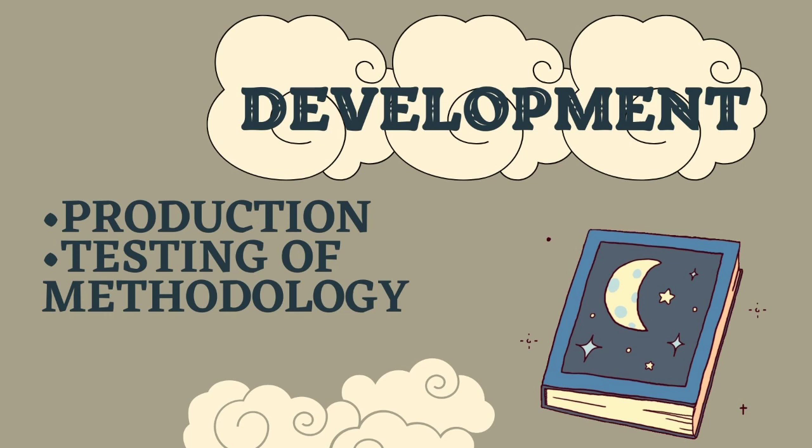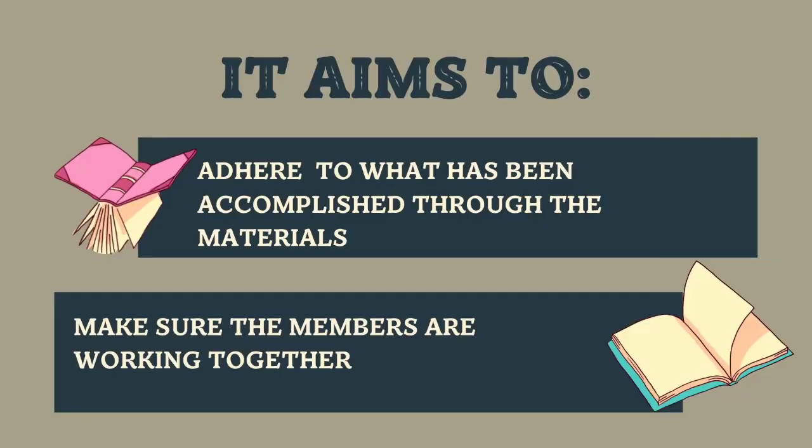The stage starts from production and testing of the methodology being used in the project. In this stage, you collect data from the two previous stages and use this information to create a program that will relay what needs to be taught to the participants. It aims to adhere to what has been accomplished through the materials. Are you creating materials as per schedule? The next one is you have to make sure that the members are working together. Do you see teamwork across various participants? These are the questions that you need to consider.